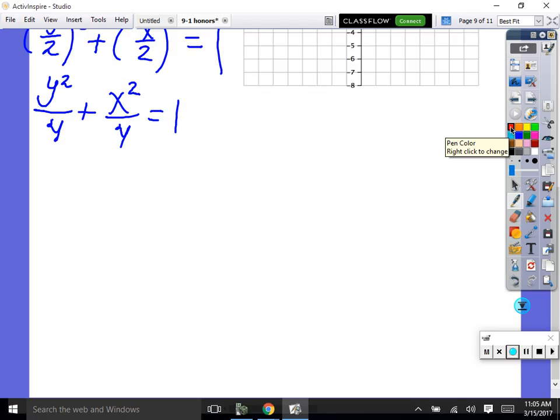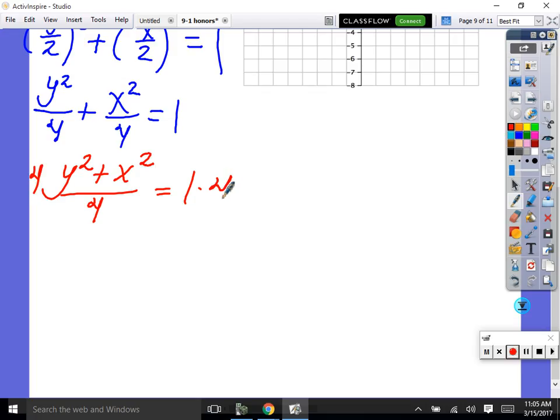However, I like to graph circles when there are no fractions, so let's get rid of the 4. Isn't this the same thing since they're both over 4? That's the same thing as y squared plus x squared over 4 equals 1. Can we put them over the same fraction? Good. Multiply both sides by 4. So now we're dealing with x squared plus y squared equals 4.